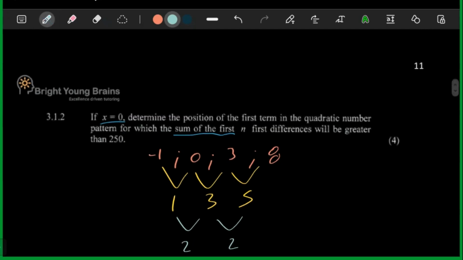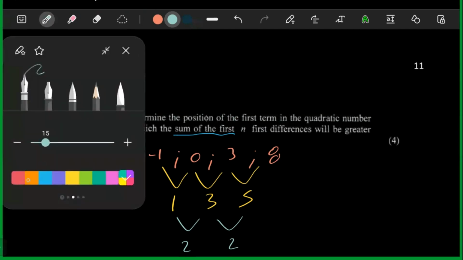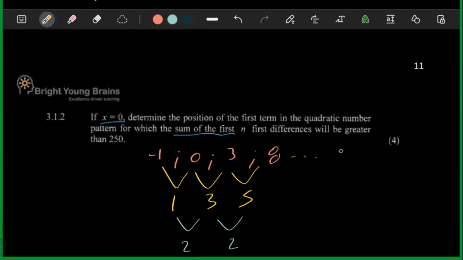So if you think of what they have told us, they said if x is a 0, determine the position of the first term in the quadratic number pattern for which the sum of the first n first differences will be greater than 250. So you say the term in the quadratic number pattern. So what we're dealing with is a term in this original sequence here. And we need to find out which of those terms determine the position. We have to find the position of a term in the quadratic number pattern for which the sum of the first n first differences will be greater than 250.